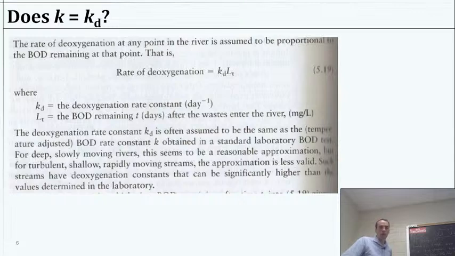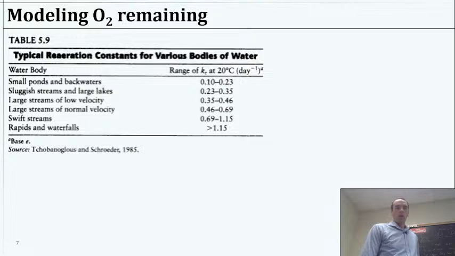Such streams have deoxygenation rate constants that can be higher than the values determined in the laboratory. So basically, sometimes K is equal to KD, but the conditions in the laboratory don't quite simulate what's happening in a rapidly flowing small stream enough to say that for sure. Okay, so a little side note there.